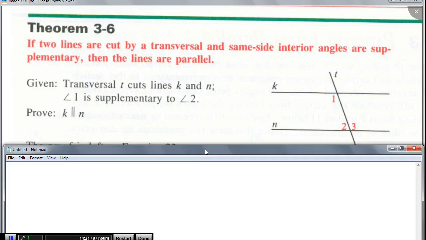Josh? Sure. That's given, right? Angle 1 and 2 are supplementary. That's given. Yeah, and? Angle 2 and 3 are also supplementary, aren't they? Exactly. If two angles are supplementary to the same angle, which is angle 2, then guess what? These two angles are congruent. Very good. That's one of the ways you could prove that.